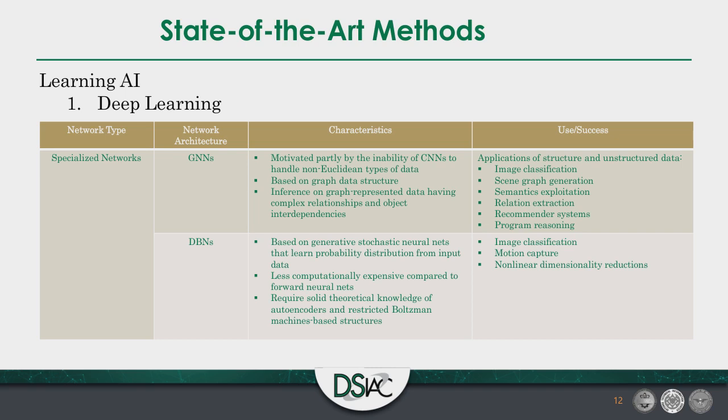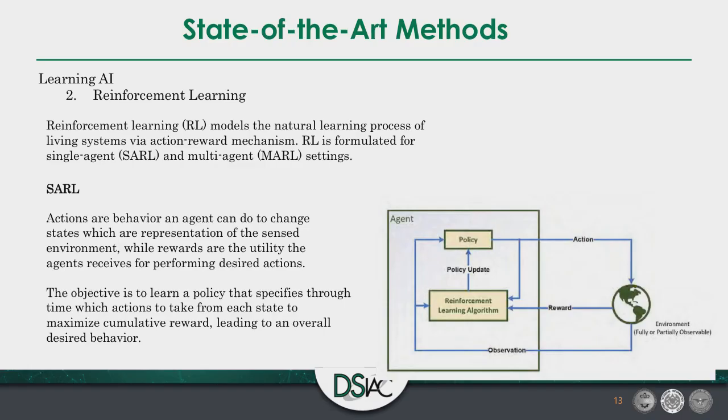The key takeaway is that they are based on Boltzmann machine, and they require some solid theoretical knowledge there. Another type of algorithms within the learning AI paradigms is reinforcement learning. Reinforcement learning essentially models the natural learning process of living systems via an action-reward mechanism. Most of the important contributions of reinforcement learning are based on MDPs, which are the Markov decision processes. This is how they are modeled.